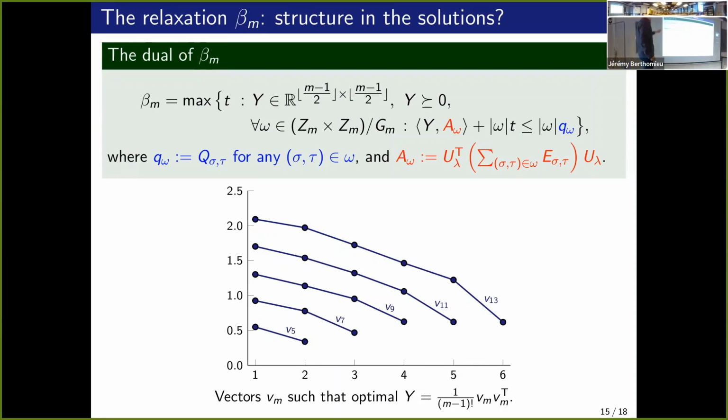And what we observed also is that the optimum solutions of β_m, if we compute them, have very low rank. So, for example, for m is 13, the rank is only 1, and so here we see the vector v_m such that the optimal Y is, with some scaling, v_m v_m transpose, and here we just plot the coordinates of this vector v_m. So for m is 13 there are (13-1)/2, 6 coordinates, and we plot them here. There seems to be some structure maybe, but this is for further research.